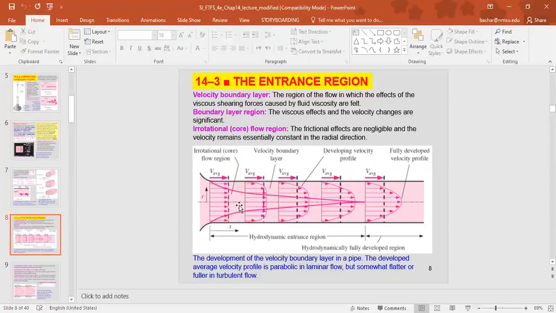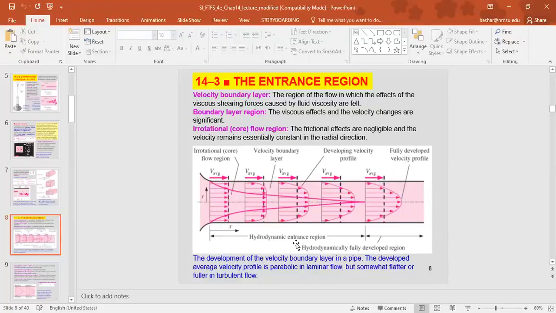So as we can see here, the velocity profile is changing with the flow direction, while once it reaches the fully developed region, that's when the flow properties, and so we are talking here about the hydrodynamic fully developed. In the hydrodynamic fully developed, that means the velocity profile does not change anymore in the fully developed region with the flow direction, but it still varies with the normal direction, as shown here.